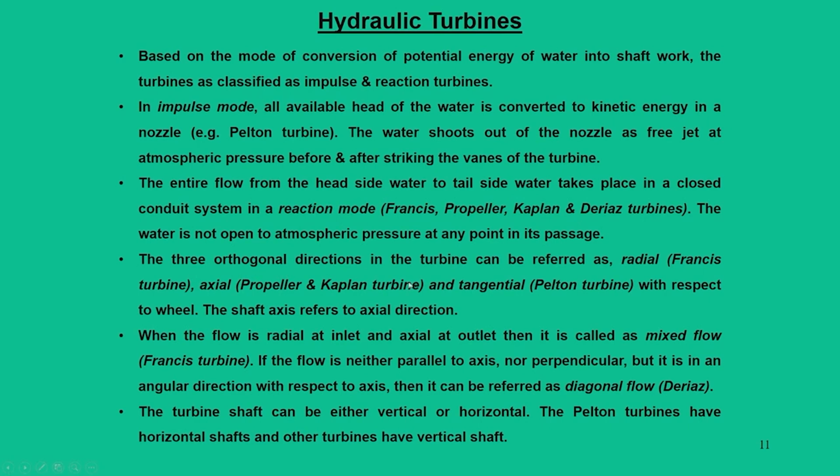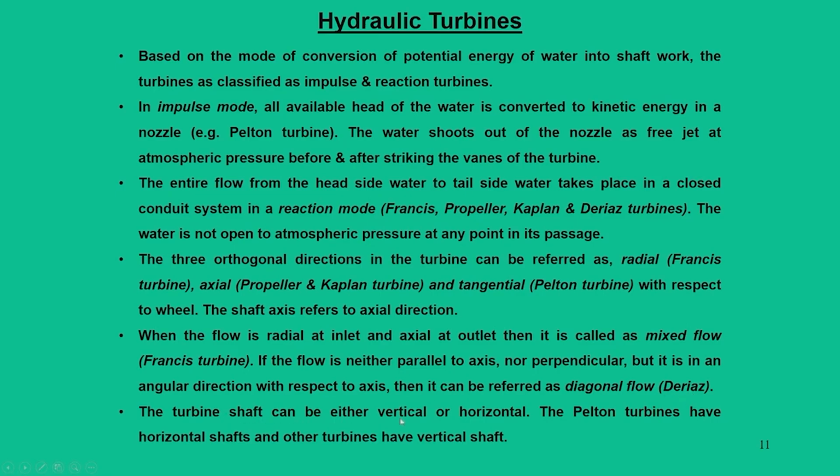Then depending on the orthogonal directions of the flow in the turbines, it can be considered a radial flow, which is the Francis turbine, axial flow like the propeller and Kaplan turbine, and tangential flow for the Pelton turbine with respect to the wheel, and the shaft axis refers to the axial direction. Now, when the flow at the inlet is radial and the outlet is axial, we call this a mixed flow. If the flow is neither parallel to the axis nor perpendicular, but moves at an angle with respect to the axis, we call this a diagonal flow. Such an example is the Deriaz turbine.